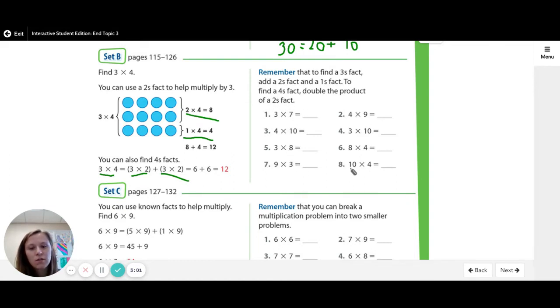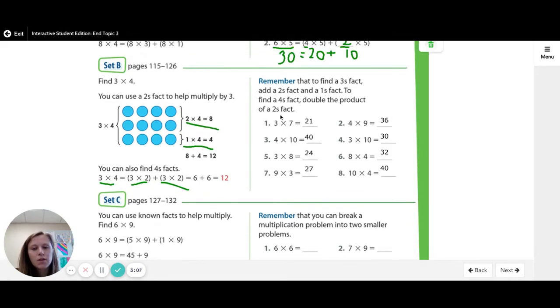So I want you to try to solve these ones any way you would like. Pause the video, and then when you're ready to check, the answers will be on the video. So 3 times 7 is 21. 4 times 10 is 40. 3 times 8 is 24. 9 times 3 is 27. 4 times 9 is 36, 3 times 10 is 30, 8 times 4 is 32, and 10 times 4 is 40. So if you mixed up any of those, please make sure you erase it and write in the correct numbers. If you need to pause the video now and write them down, you may.